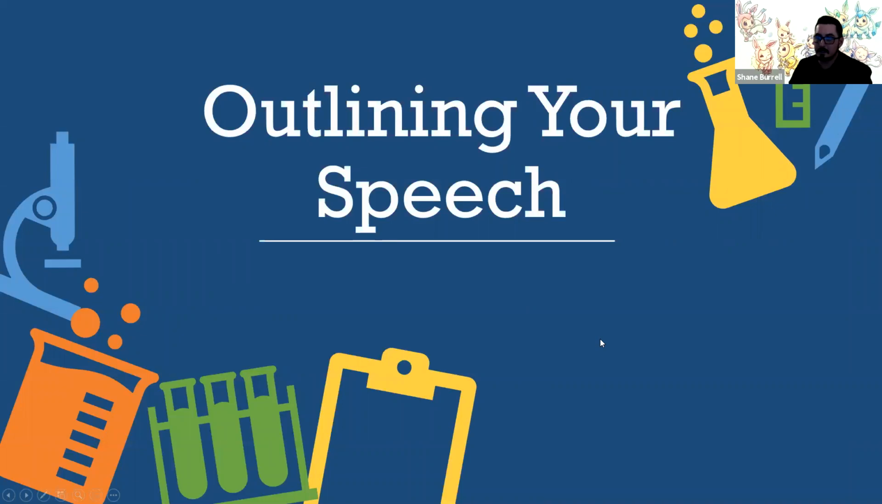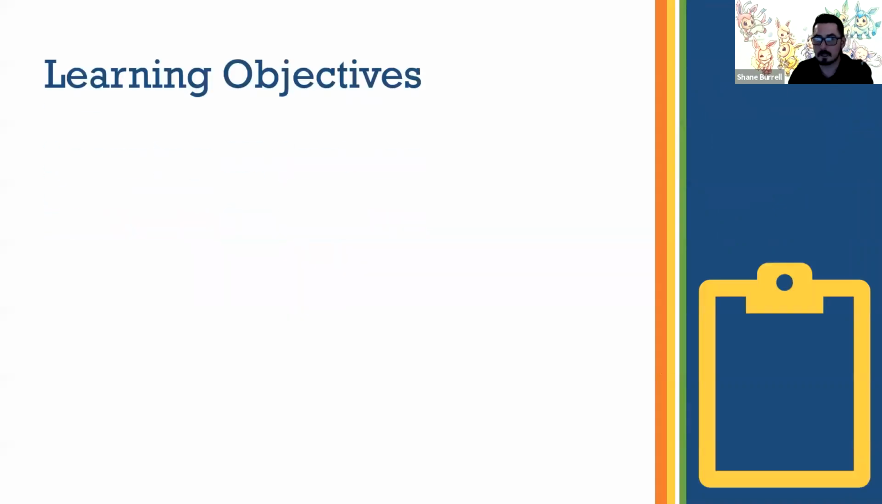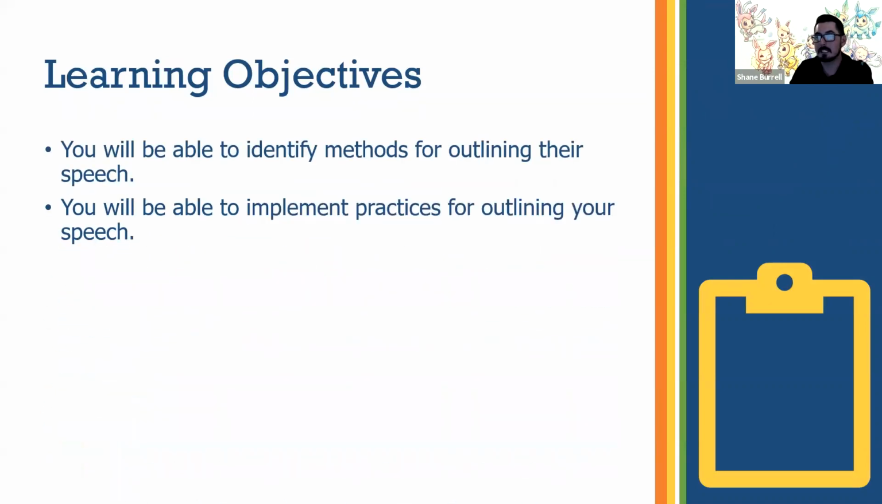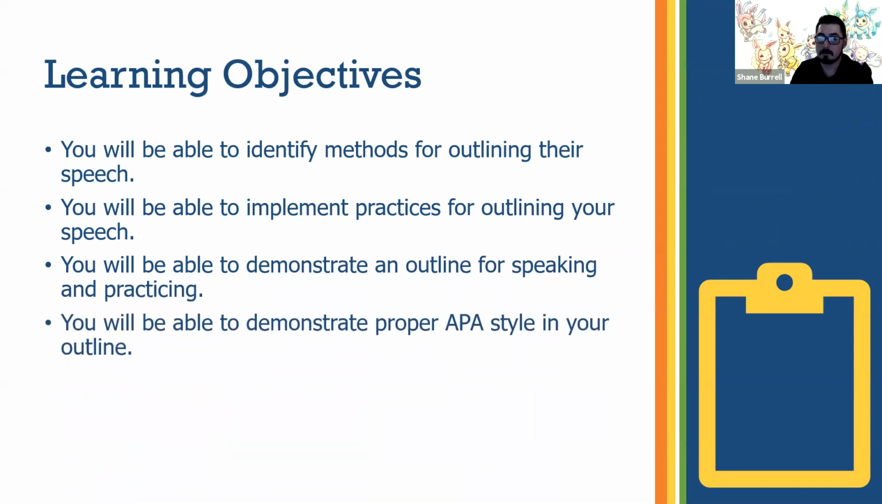Okay, so outlining your speech. First, of course, is our learning objectives. We always start with those. You're going to be able to identify the methods for outlining your speech. You will be able to implement practices for outlining your speech. You'll be able to demonstrate an outline for speaking and practicing. And you're going to be able to demonstrate proper APA style for your outline.